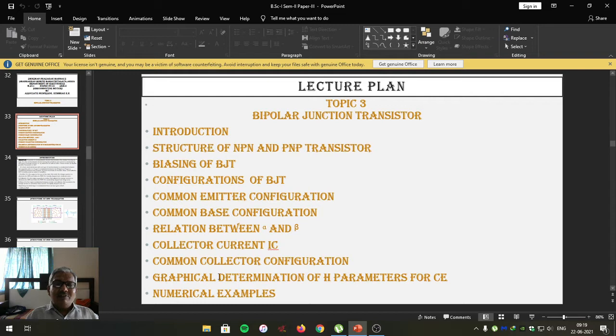Then we are going to study graphical determination of H parameter by using common emitter configuration. Student friends, don't forget, this is the particular topic on which numerical examples are going to be asked. So that's why we are going to study some of the numerical examples. This is the plan with which we are going to proceed to complete topic number 3. These are the points to be covered in topic number 3, that is bipolar junction transistor.